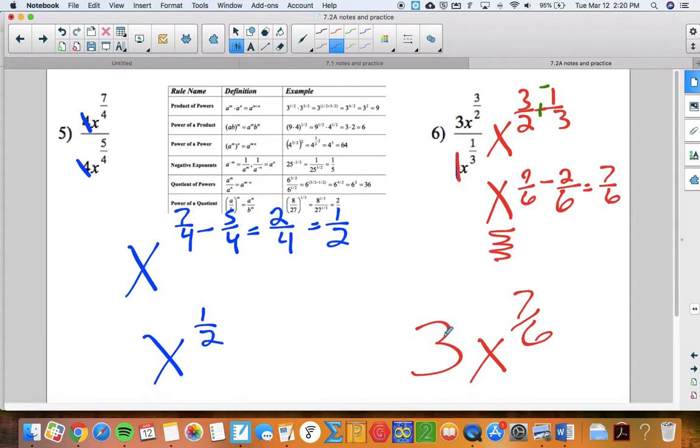Now, again, I have this 3 out in front from 3 divided by 1. Boom, shakalaka.